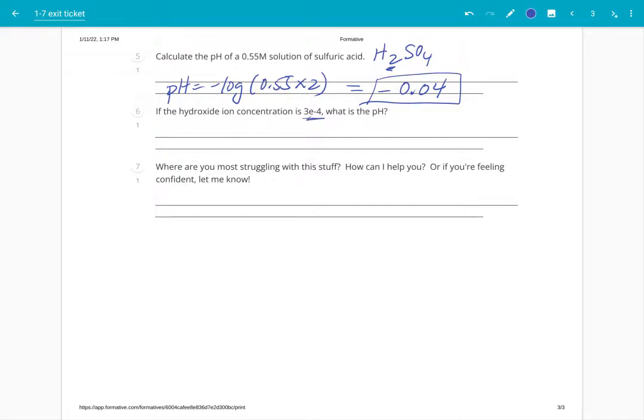Okay, next one, you have a concentration of 3 times 10 to the negative 4 of OH minus. So what I would do personally is I'd probably find my pOH first. It's the negative log of the 3 times 10 to the negative 4. So the negative log of 3 times 10 to the negative 4 is 3.52, and then my pH would be 14 minus that number. So that would be 10.47 or 10.5. So hopefully that helps you.